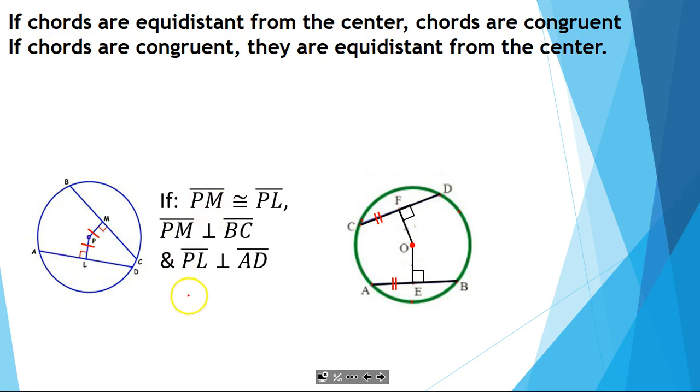So if all of that is true, then we can say that chord BC is congruent with chord AD. Chord BC is congruent with chord AD. So I'm going to go ahead and put some tick marks up here that indicate that.